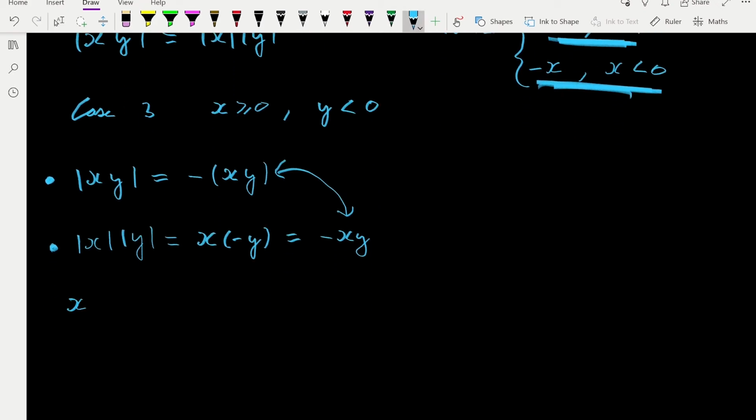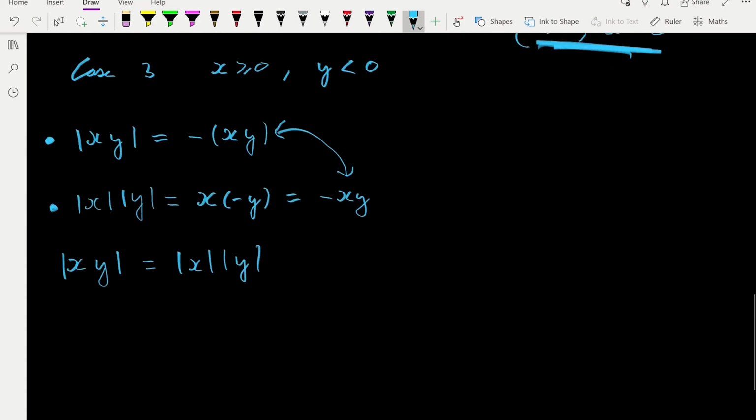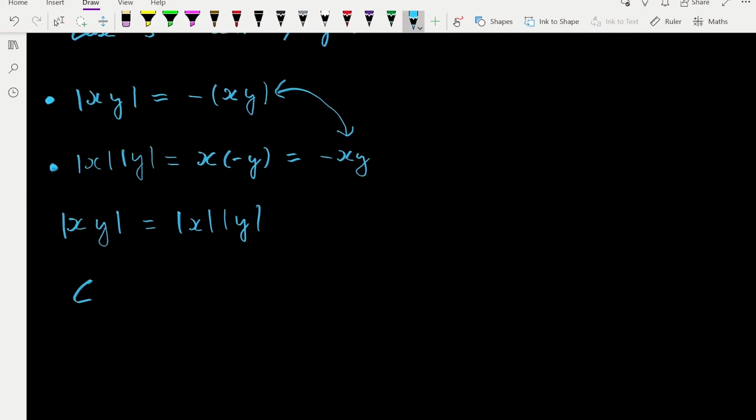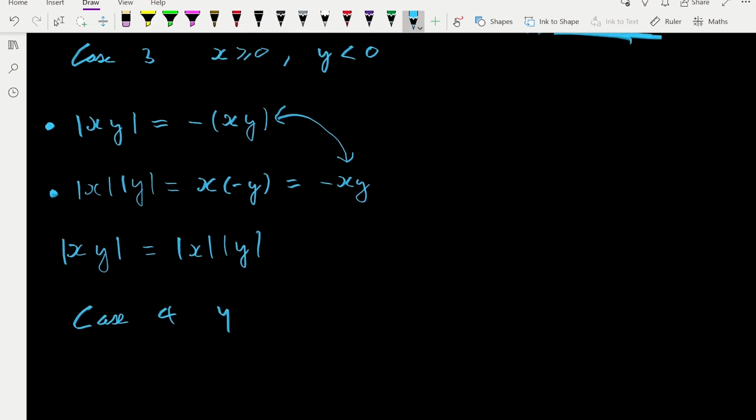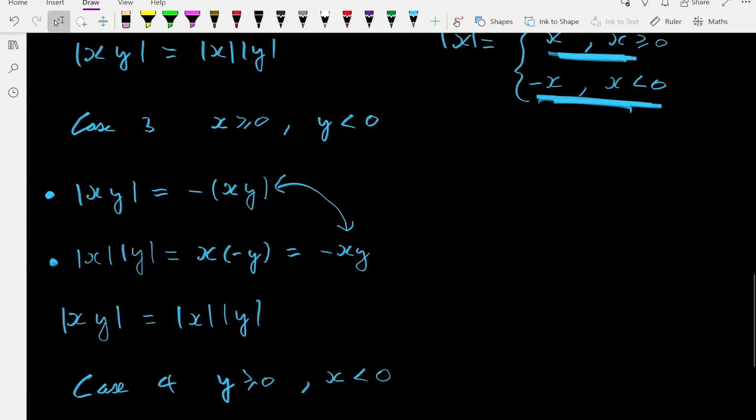So we could say that the absolute value of x times y is equal to the absolute value of x times the absolute value of y, in this case where x is greater than or equal to 0 and y is less than 0. Now, case 4, which isn't really another case, would just be saying that y is the one that's greater than or equal to 0, and x is the one that's strictly less than 0.